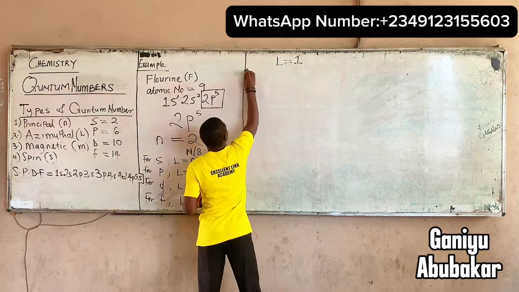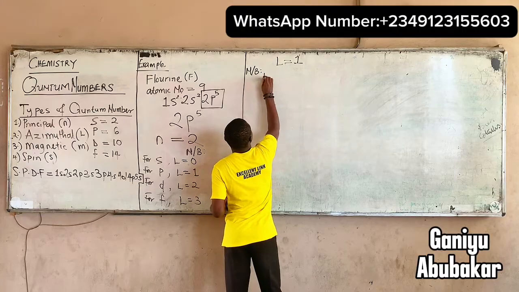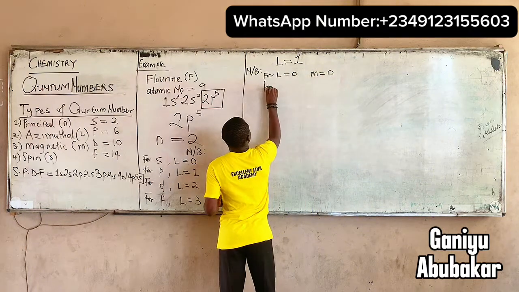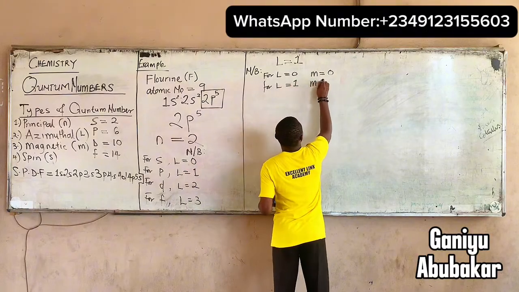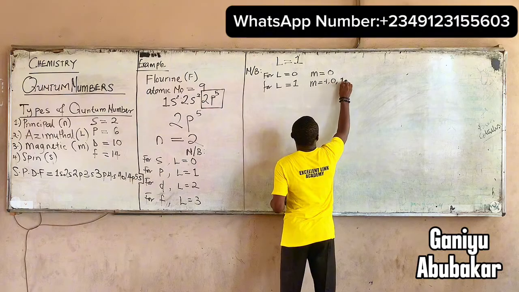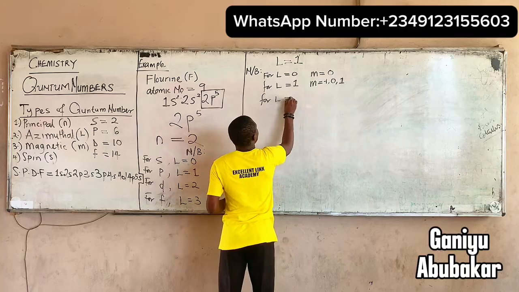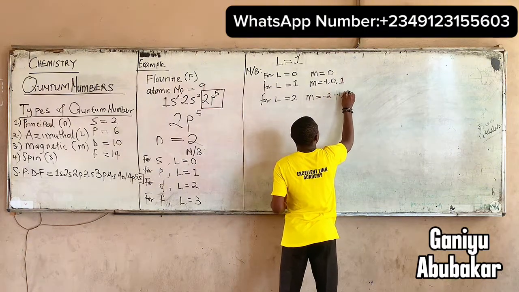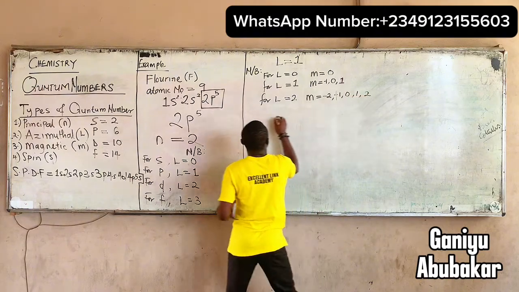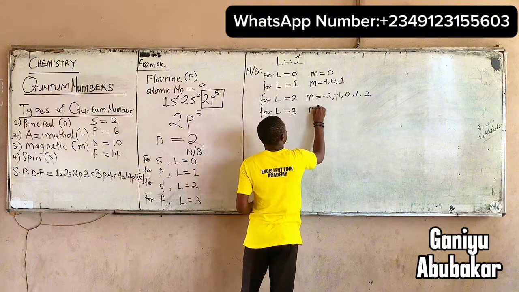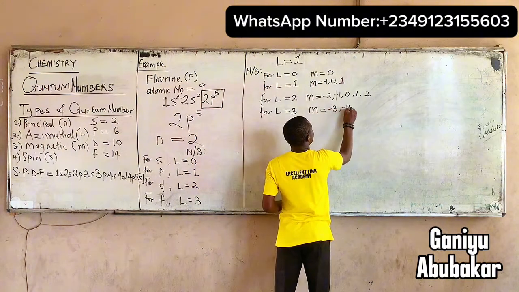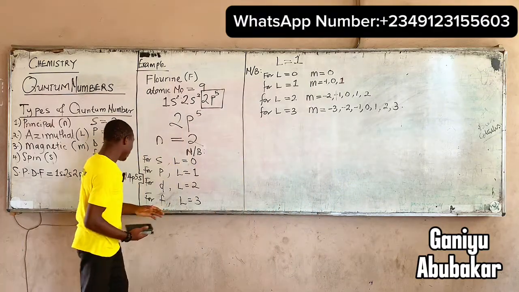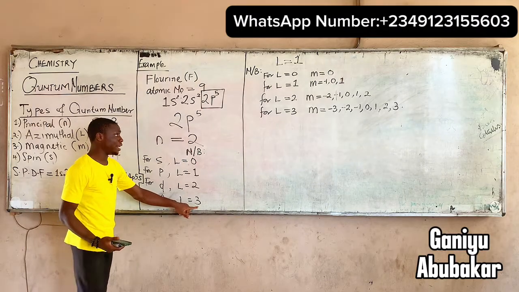Note that for L equal to 0, M, which is magnetic, is equal to 0. For L equal to 1, magnetic is equal to -1, 0, and 1. For L equal to 2, magnetic M is equal to -2, -1, 0, 1, 2. Also, for L equal to 3, magnetic M is equal to -3, -2, -1, 0, 1, 2, 3. So note that L has maximum number 3. So L stops at 3 here.